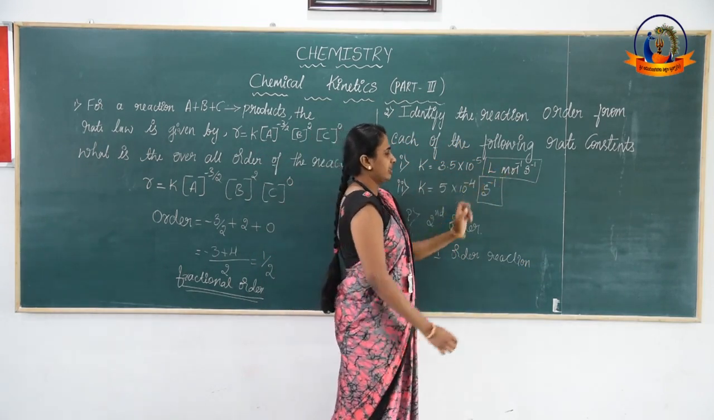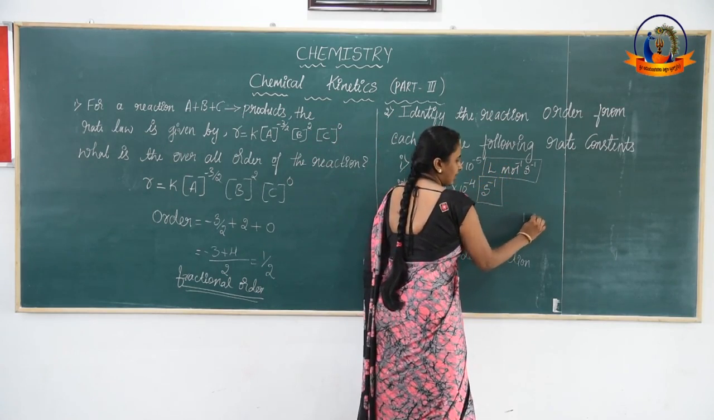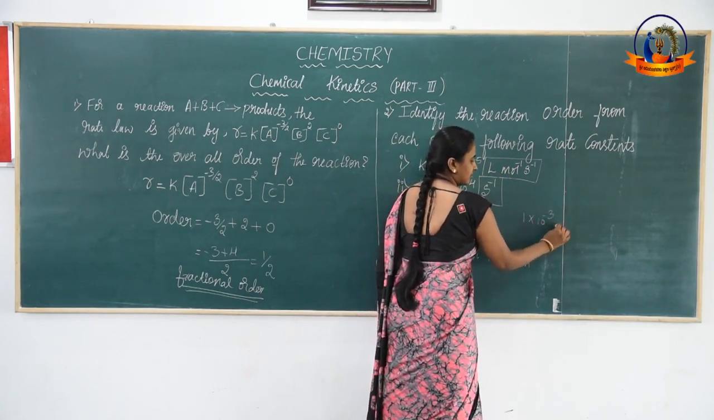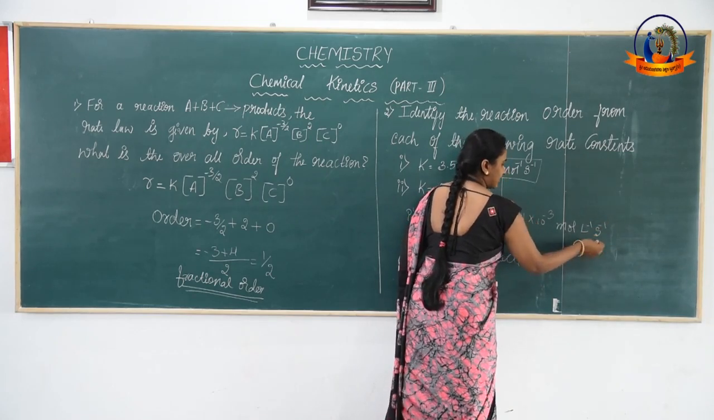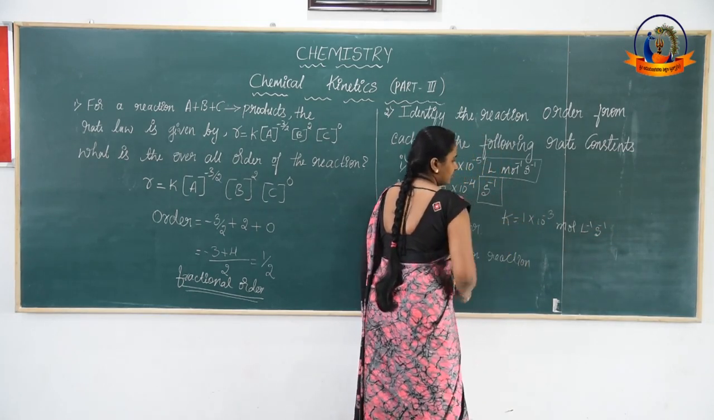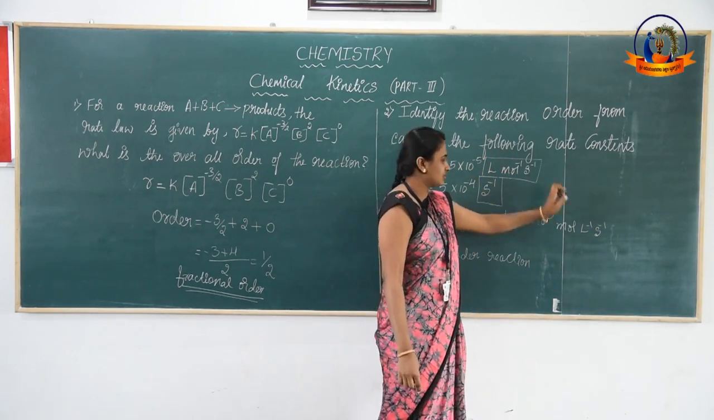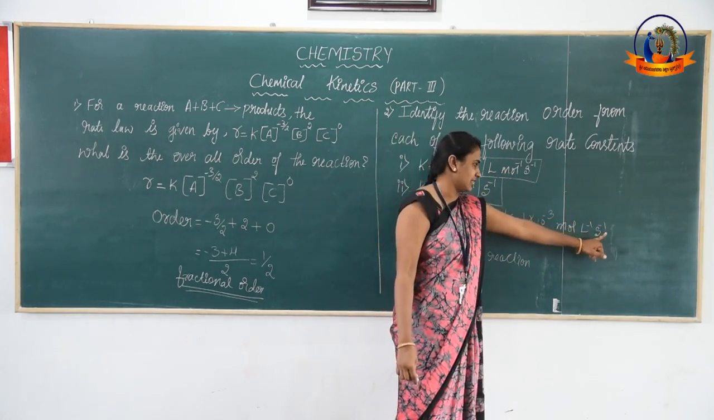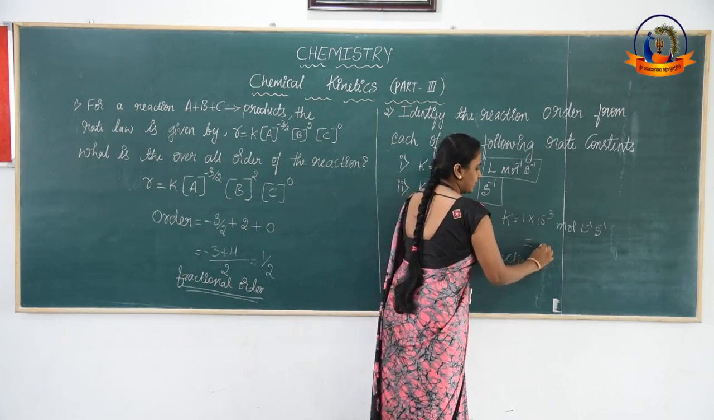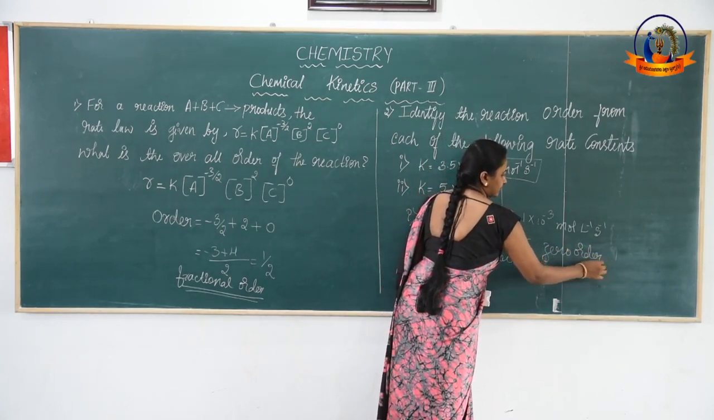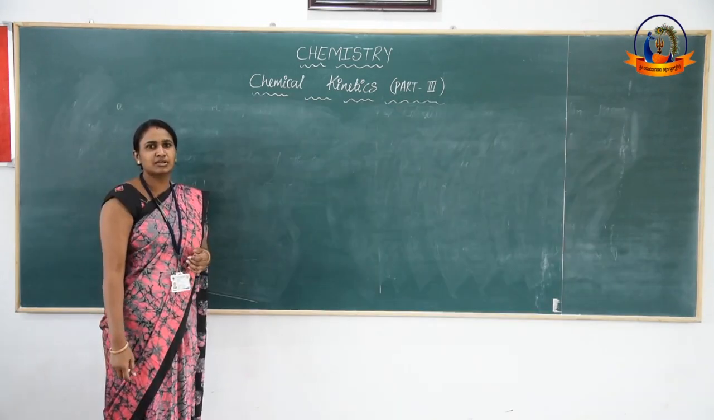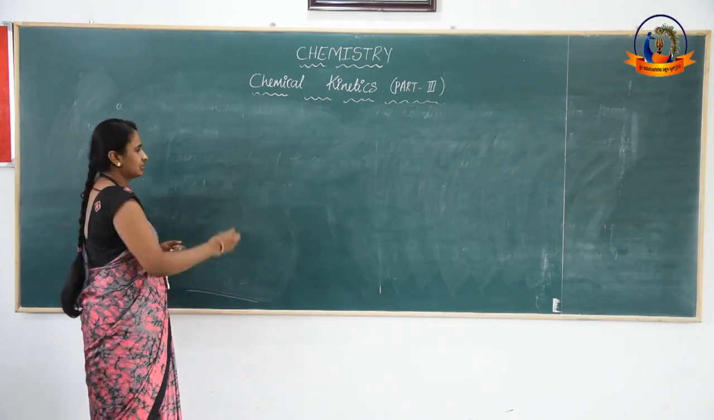Similarly, the given k has the value 1 into 10 to the power of minus 3 mole per liter per second. k is equal to 1 into 10 to the power of minus 3 mole per liter per second, so your order should be 0. Order should be 0.